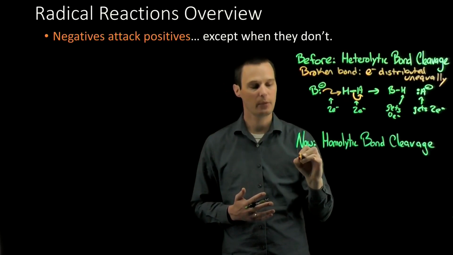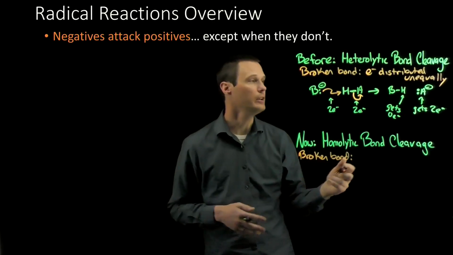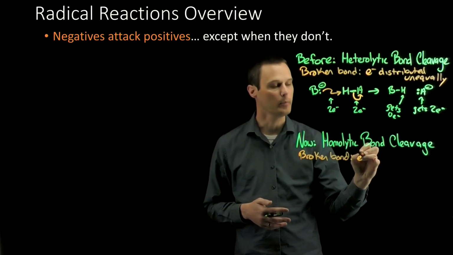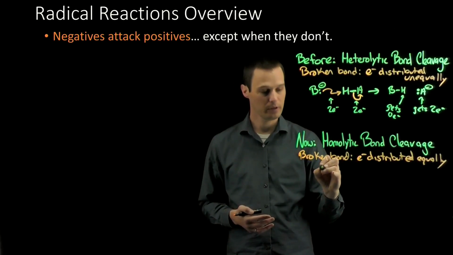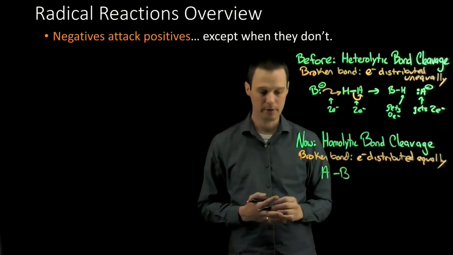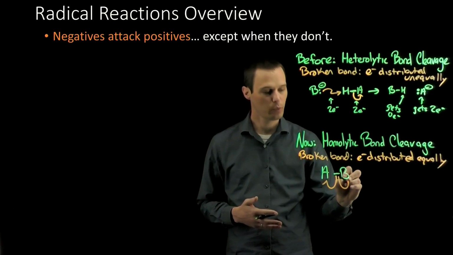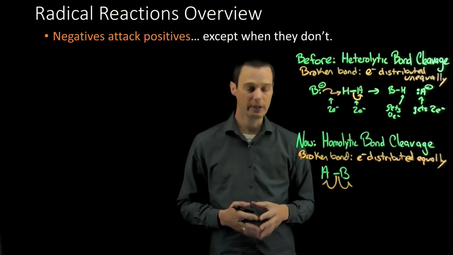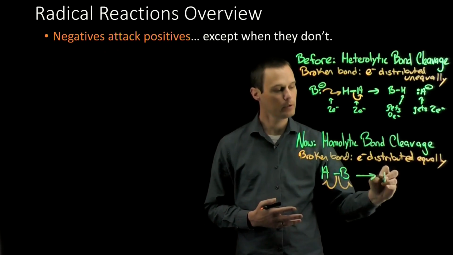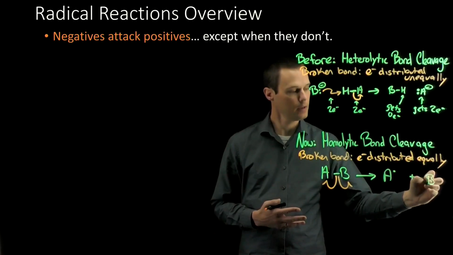Homolytic bond cleavage says that when a bond breaks, the electrons are distributed equally between the two atoms in that former bond. So if we look at a bond between two generic atoms, A and B, when we break this bond with homolytic bond cleavage, we're going to break this bond and we're going to push one electron from that bond onto each of the two atoms. And we're going to form two radicals, radical A and radical B.